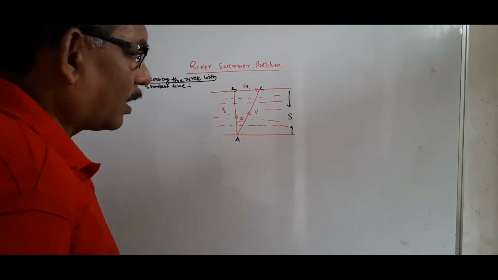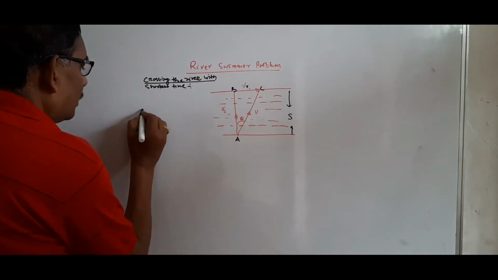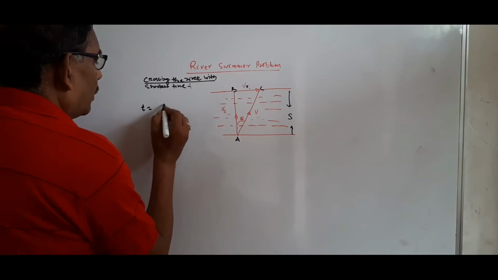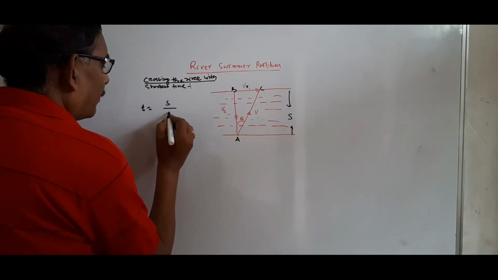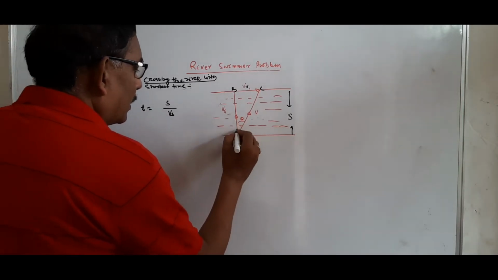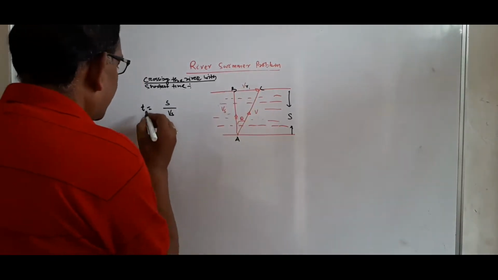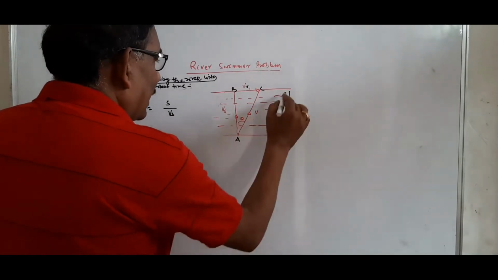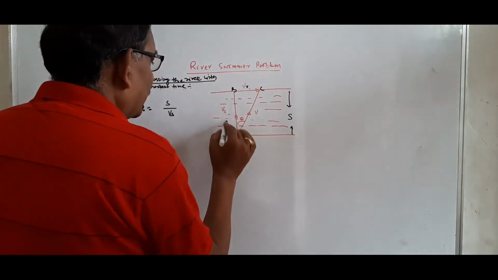The time taken to cross the river is T is equal to distance by velocity Vs. This velocity you have to take. This is the shortest time to cross the river from one bank to another bank. Width by velocity, that is Vs.